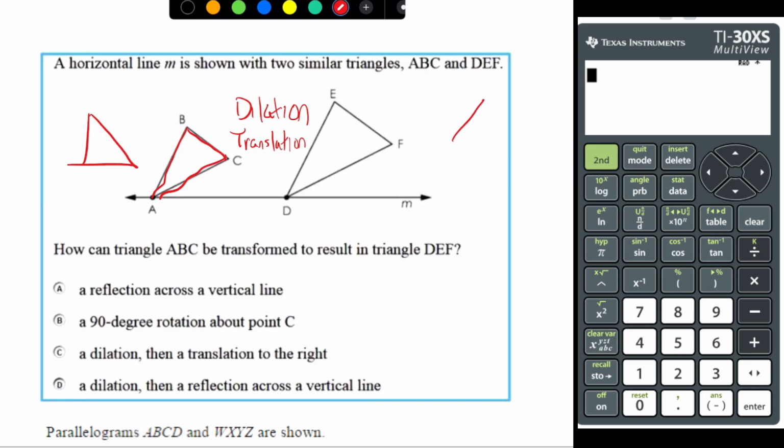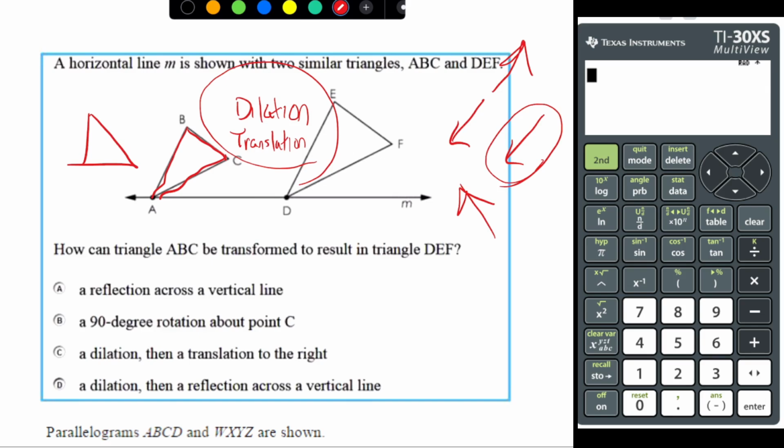It just moved. It stayed the same direction, right? Think of it like an arrow. If the arrow is still pointing down left, that's just a translation. If you rotated it, the arrow would probably be like this. If you reflected it, the arrow would be like this. But the fact that it's still like this means it is just a translation. So we're looking for dilation, translation.